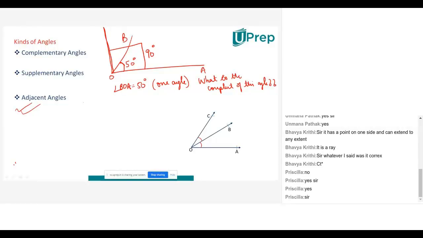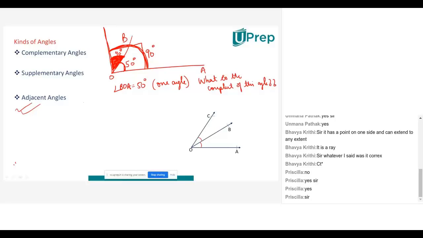When I say complementary, the sum of two angles should add up to 90. That means this was one angle, and the other angle that can be formed is this angle, right? And this is one big angle. You all agree? When I say complement, this is the angle that I want to find. You all agree with me? Yes, sir. You got 40.